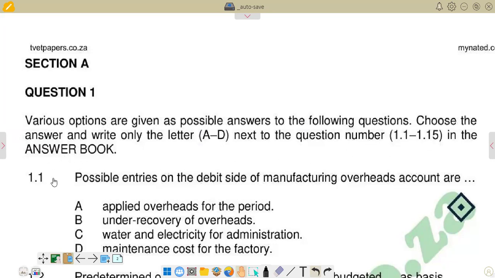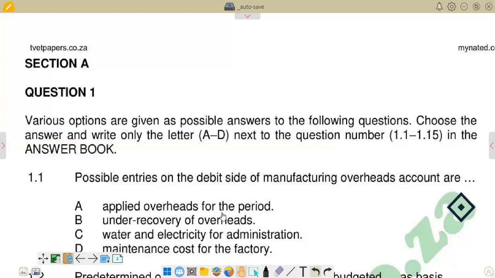The first part, which is 1.1, reads possible entries on the debit side of manufacturing overheads account are. So remember, on the debit side of the manufacturing overheads, that's where we are going to find transactions such as indirect material, indirect labor, factory rent, and then we also have factory maintenance. These are some of the examples that we find on the debit side of manufacturing overheads.